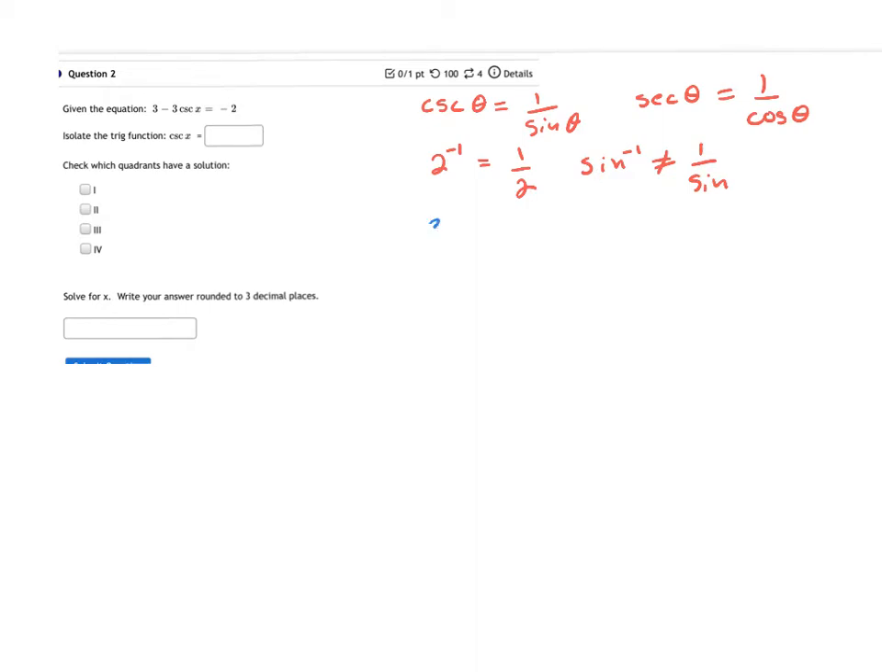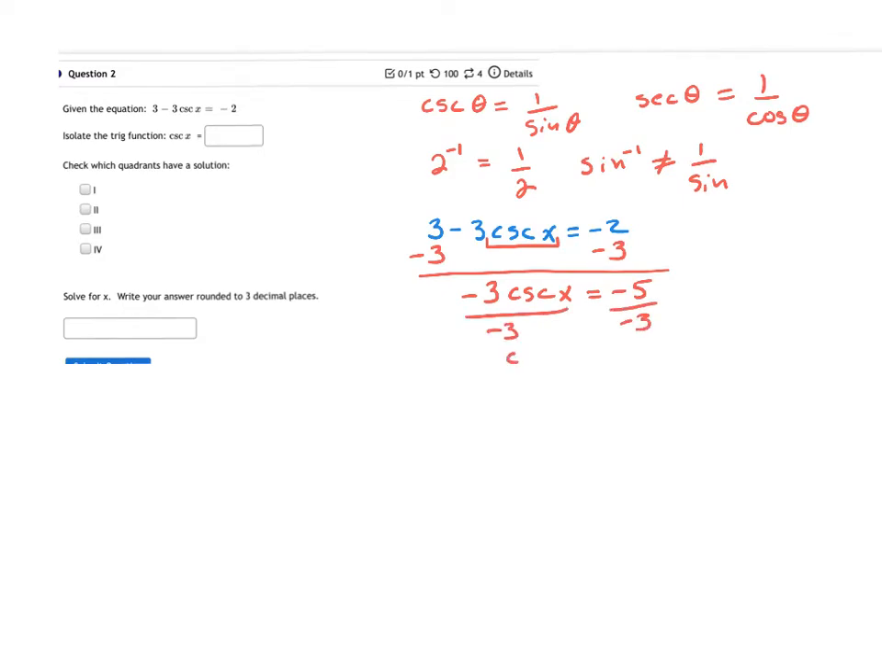We're starting with something like this: 3 minus 3 cosecant x equals -2. So just like before, we want to isolate the trig function, which in this case is cosecant. So I'm going to start by subtracting 3 from both sides. So I have -3 cosecant of x is equal to -5. Divide by -3, and I get that cosecant of x is equal to 5 over 3.